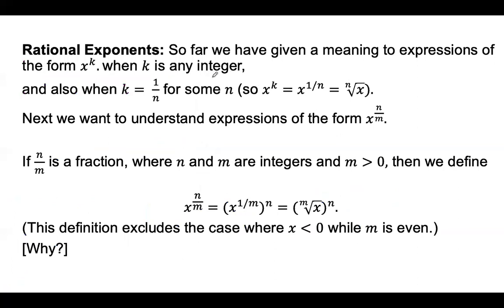So, rational exponents. So far, we have been giving a meaning to expressions of the form x to the power k, where k is any integer. So basically, k can be positive, negative, etc., or even 0. And also where k is equal to 1 over n for some n. So for example, x to the power k can be equal to x to the power 1 over n, the nth root of x.